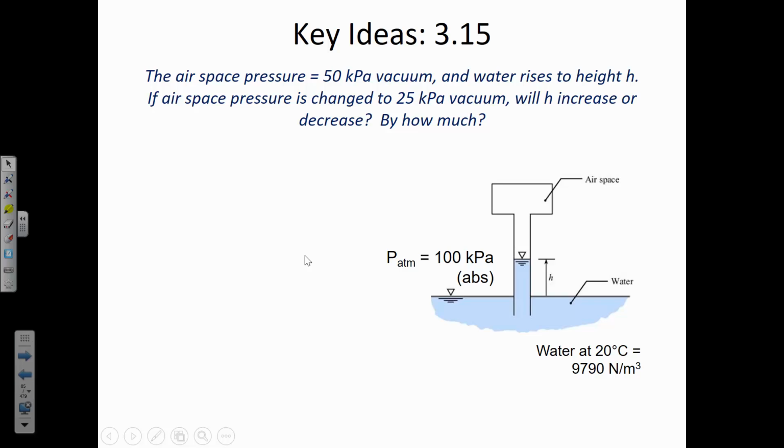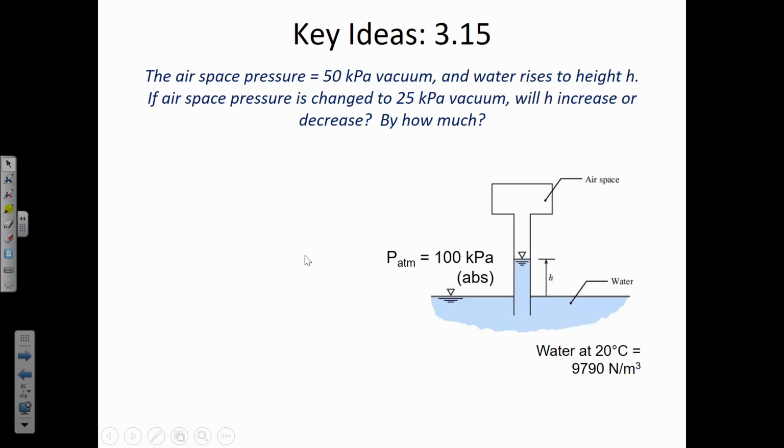And I think in the problem statement, they may tell you that the water is at 20 degrees Celsius, or maybe I'm just telling you that now. But for whatever reason, assume that it's 20 degrees Celsius water, so you can look up the unit weight from that in the back of the book, which is 9790 newtons per meter cubed. So the hydrostatic equation is going to apply here. We've got some H, the water level rising because of the difference in pressure. So there's the pressure here and the pressure inside of the airspace.